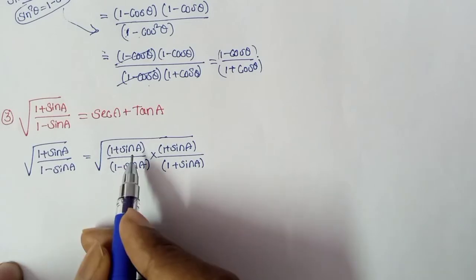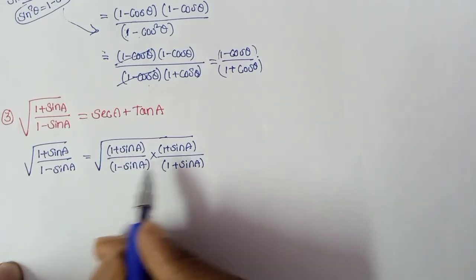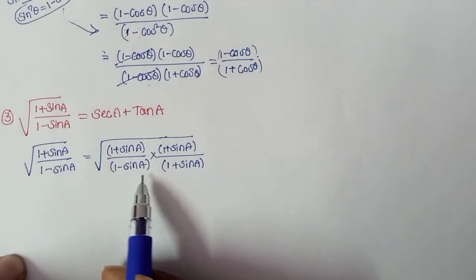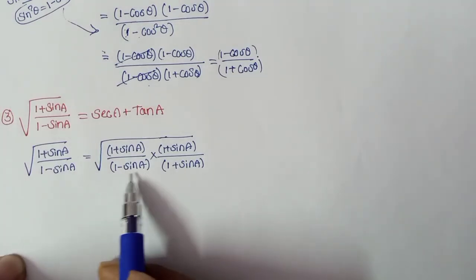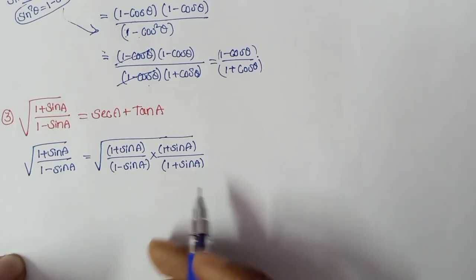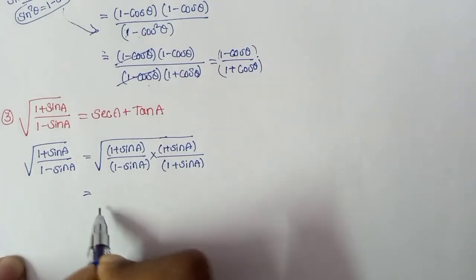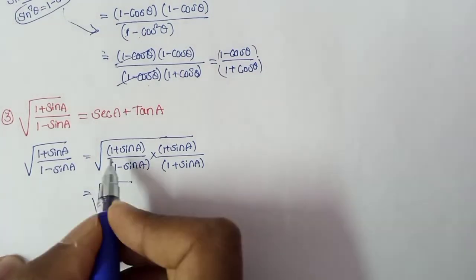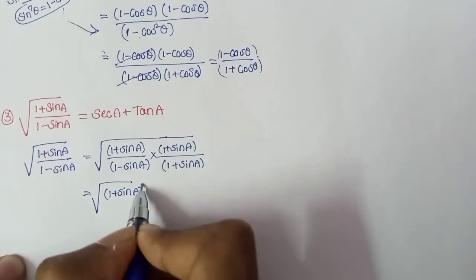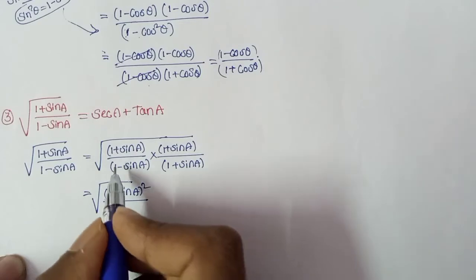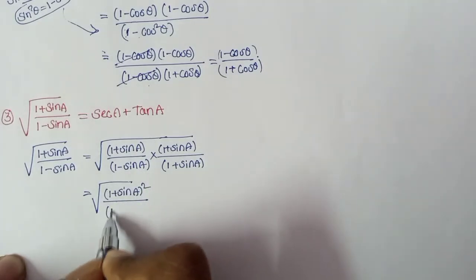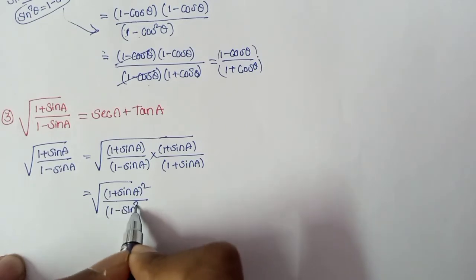Here 1 plus sin a into 1 plus sin a is 1 plus sin a whole square. Here 1 minus sin a into 1 plus sin a is what? a minus b into a plus b is a square minus b square, that is 1 square minus sin square a. Let us write it here: under root of 1 plus sin a whole square divided by 1 square minus sin square a, that is 1 minus sin square a.